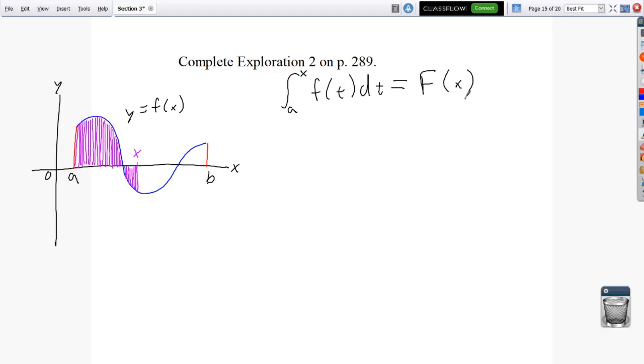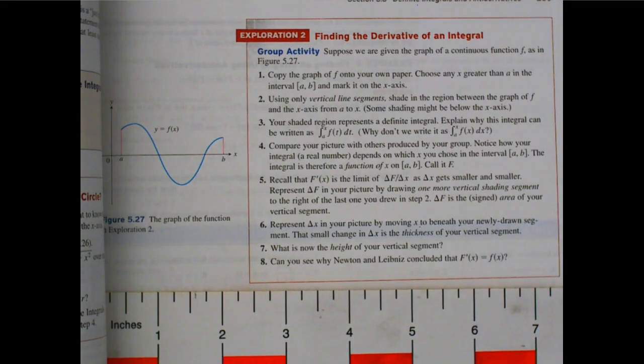Now when we look at the next step, we're looking at number 5. So we should remember that f prime of x is the limit of delta f over delta x as delta x gets smaller and smaller. Don't worry about that just yet. Represent delta f in your picture by drawing one more vertical shading segment to the right of the last one you drew in step 2. Delta F is the signed area of your vertical segment.